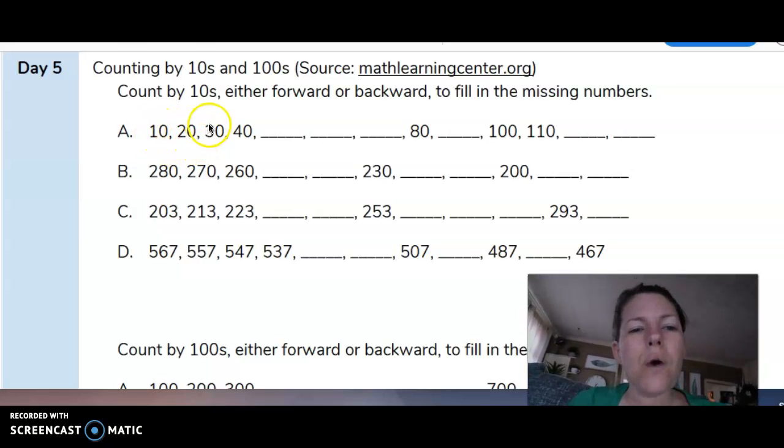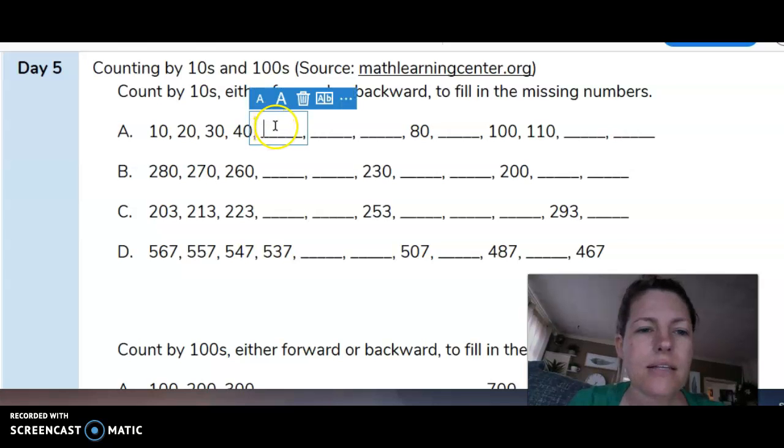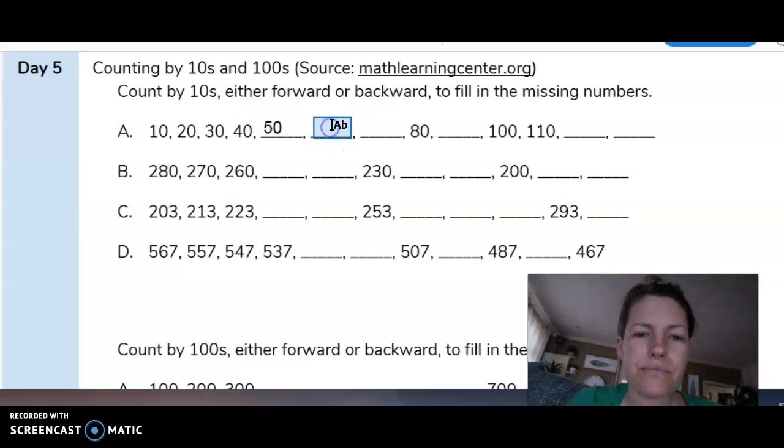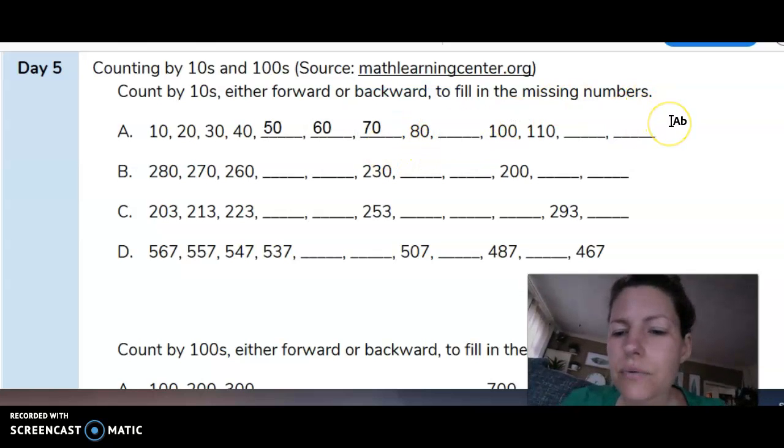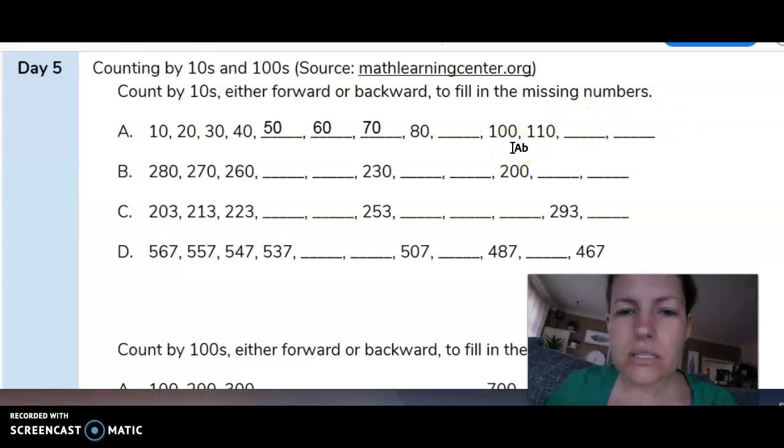They show us 10, 20, 30, 40, and since we're so great at counting by tens, we should know that the number that comes next after 10, 20, 30, 40 would be 50, 60, 70, 80. They give us a few more blanks, and that's where you are going to come in and write those numbers. Continue counting by 10. So far we've got 10, 20, 30, 40, 50, 60, 70, 80, and you'll continue going the rest of the way. That was us counting forward by tens.